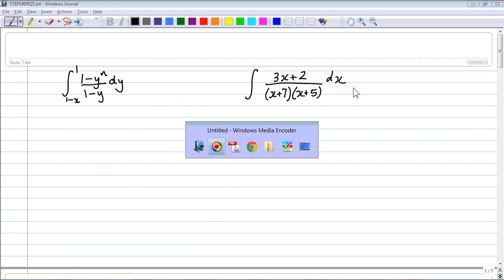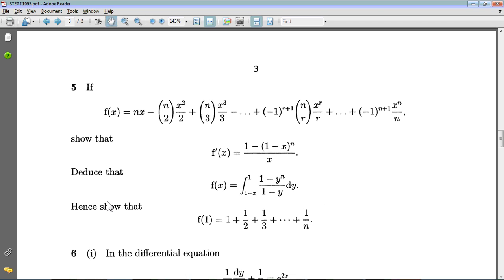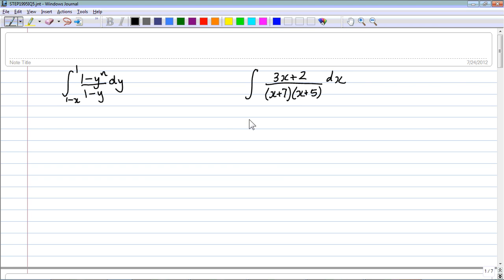Let me just show the third part of the question again. So it's "hence", a very important word, to show that f(1) is the following. So hence means we're going to use this specific integral. We're going to substitute x equals 1 into this integral. That will give us from 1 to 0. And we're going to have to integrate this integral. Now it's actually very easy.